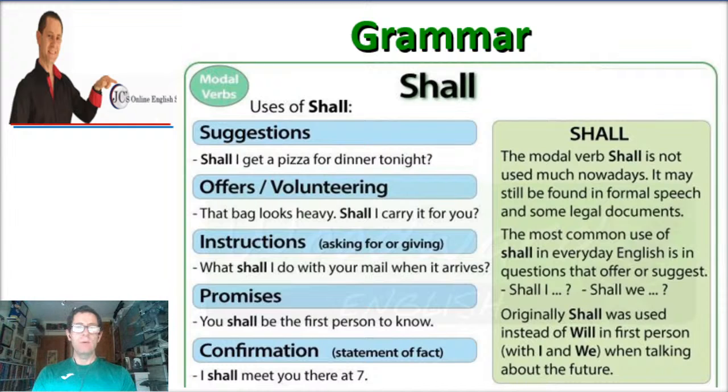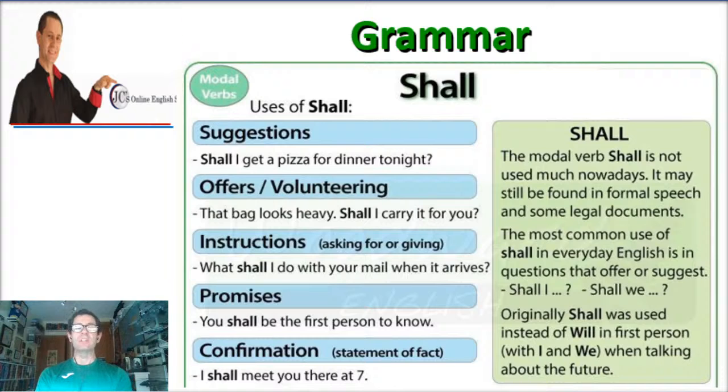Now we're going to review a little bit the modal verb shall. S-H-A-L-L. Sierra Hotel Alpha Lima Lima. Because one of you, I don't know who it was, asked me about this the other day, and I think it's very important to know. Shall leads to a lot of confusion. So here are the uses of shall.